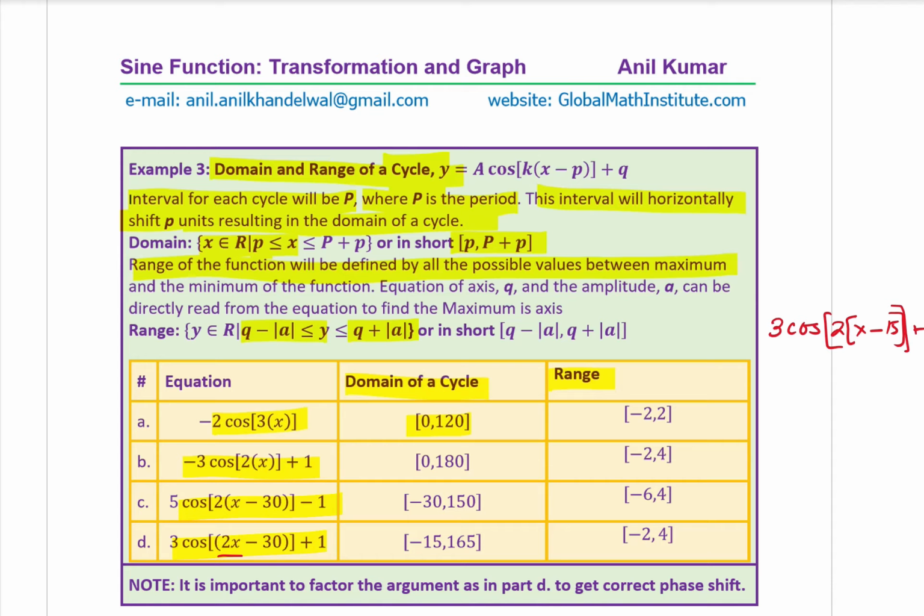Now that clearly indicates that there is a phase shift of 15 degrees to the right. Since this is minus, it is positive. And there's a period of, let me make a change here because both are similar. So that gives you plus 15, and this answer is not correct. So 180 plus 15. So the domain will be from 15. I'm writing the domain first.